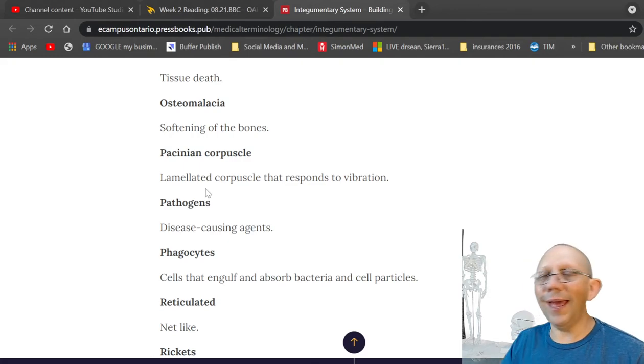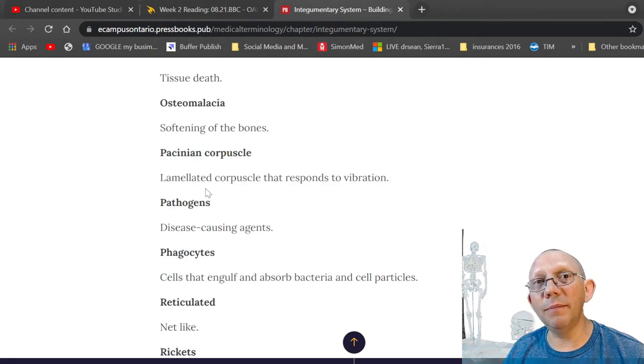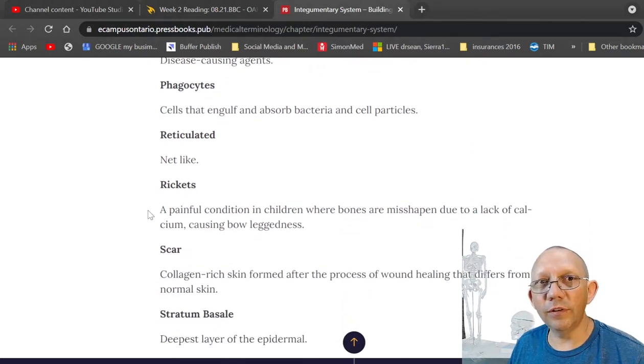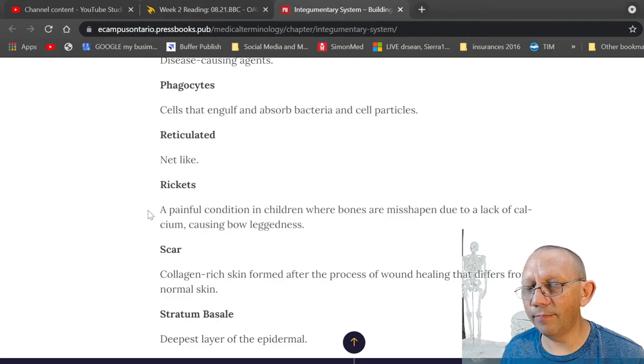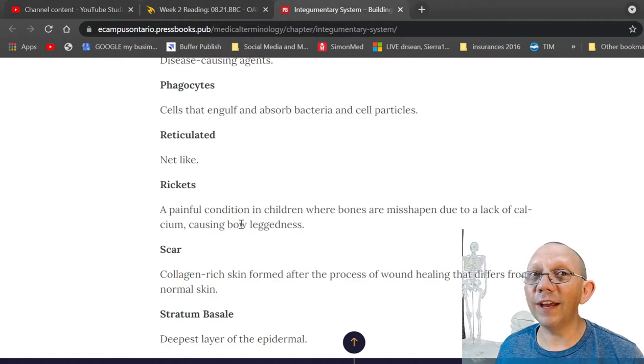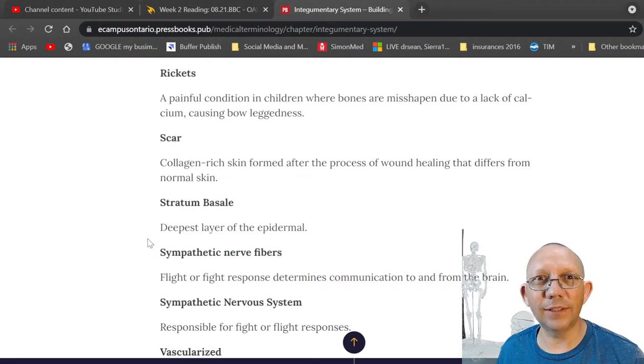Osteo, anything osteo is bone, anything myo is muscle, but also anything sarco could be muscle. There's a little trick in there. We have myo, which is Latin, and sarco, which is Greek. Two of those. So I guess they had two different offices and they didn't communicate with each other, right? Rickets, a painful condition in children where bones are misshapen due to lack of calcium and vitamin D. Very common. Vitamin D is actually what rickets is from.